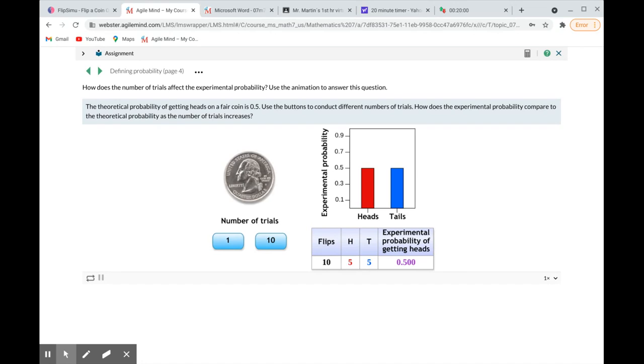All right, so that's a 50-50 right there on the 10. It's 30 flips. 40, 50.